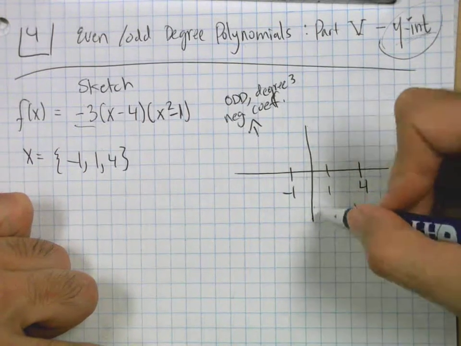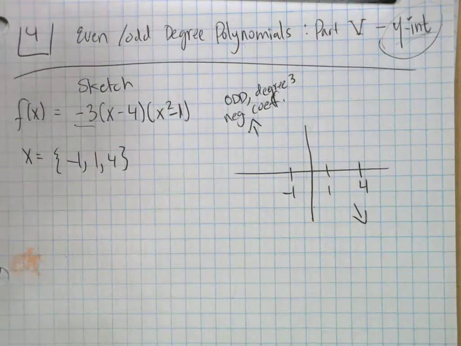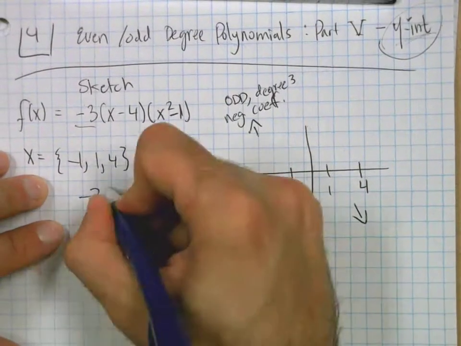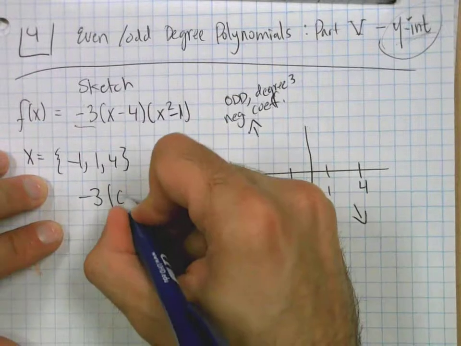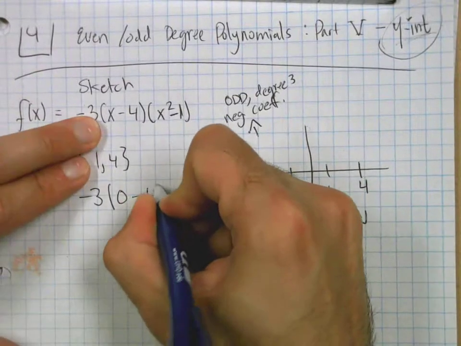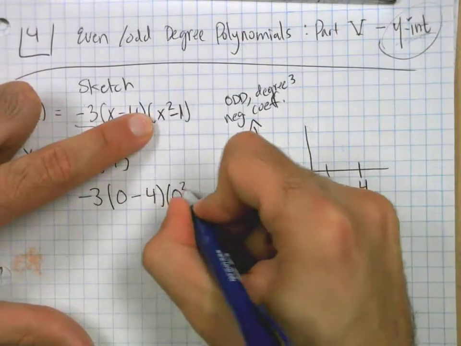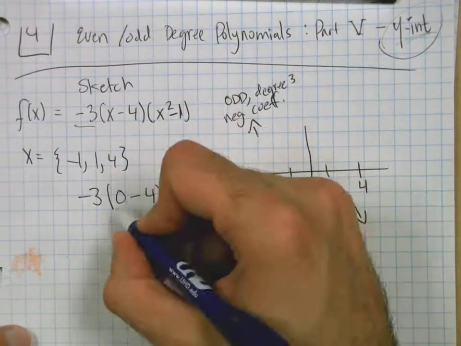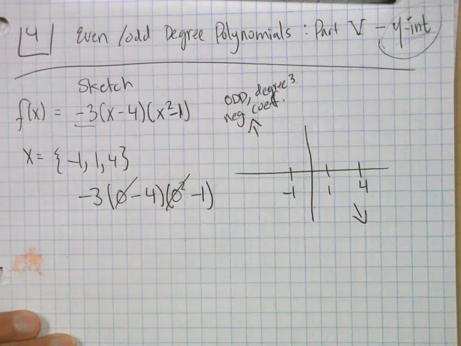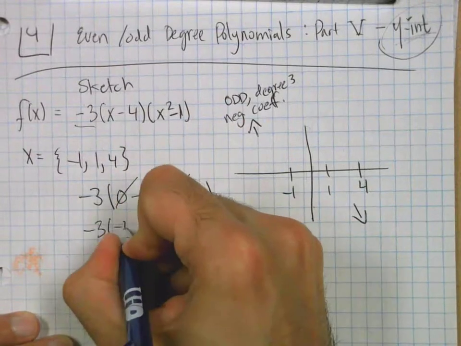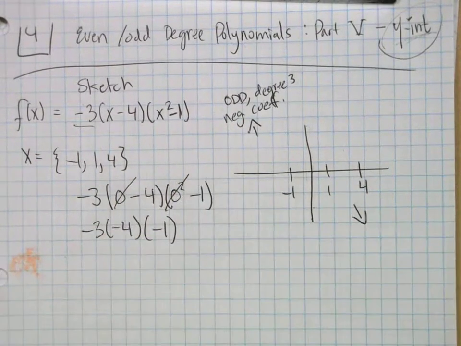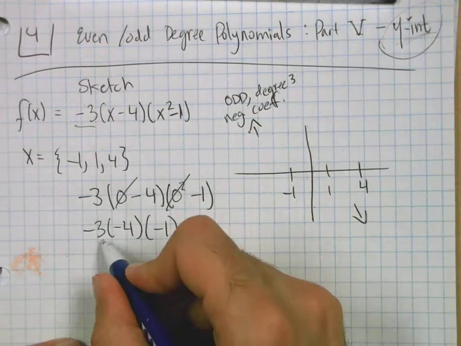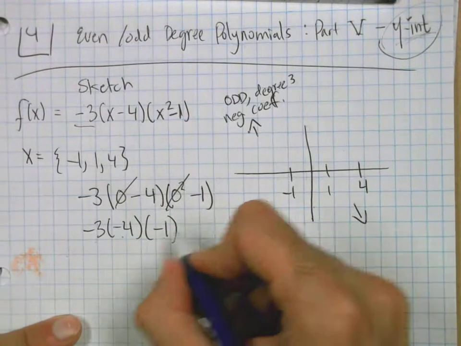So you know what we should do? That's right, we should plug in 0. So I'm going to copy this equation down again, and everywhere it says x, I'm going to write 0. So instead of x minus 4, 0 minus 4. Instead of x squared, 0 squared. And now I'm going to rewrite it without the zeros because those are just 0. So a -3 times a -4 times a -1. What's that? That's right. A -3 times a -4 is 12, times a -1, a -12.